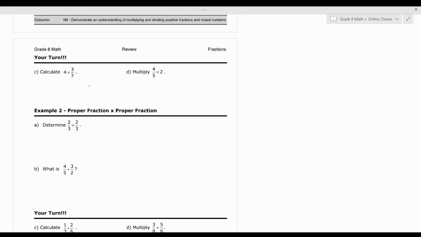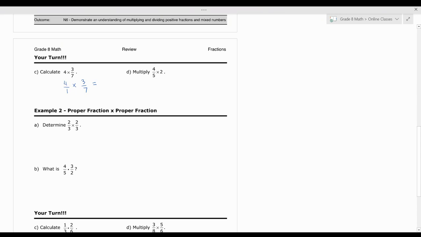Question C says calculate 4 times 3/7. So you will notice, again, it's worded a little bit different. Reason for that is I want you guys to understand and recognize that in math, there's often multiple ways to ask the exact same question. Right, so to start this question, I'm going to think of it as 4/1, right? That's what that really is representing, times 3/7.